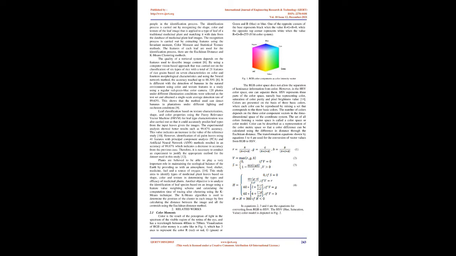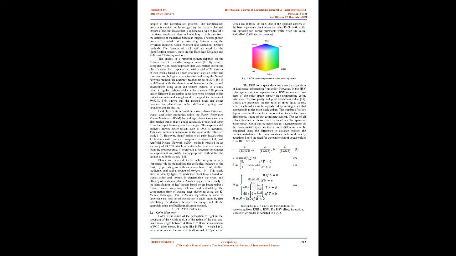The leaves that will be studied in this study are the types of leaves of traditional medicinal plants which include herbal plants. Image identification in other studies was investigated by comparing the feature values between the query image and the image in the database. In this study, researchers want to create a system that can identify traditional medicinal plants that are around to help ordinary people in the identification process. The identification process is carried out by recognizing the shape, color, and texture of the leaf image that is applied to a type of leaf of a traditional medicinal plant and matching it with data from the database of medicinal plant leaf images.